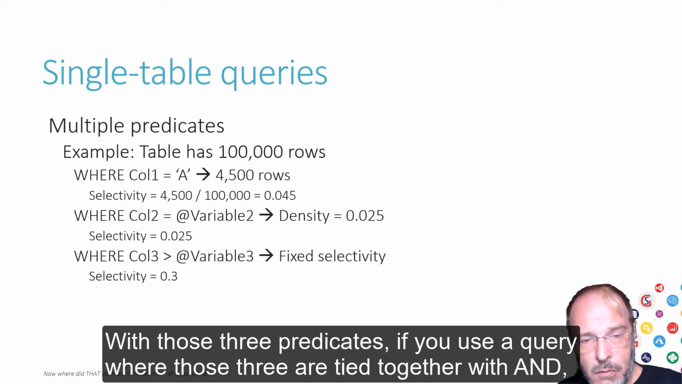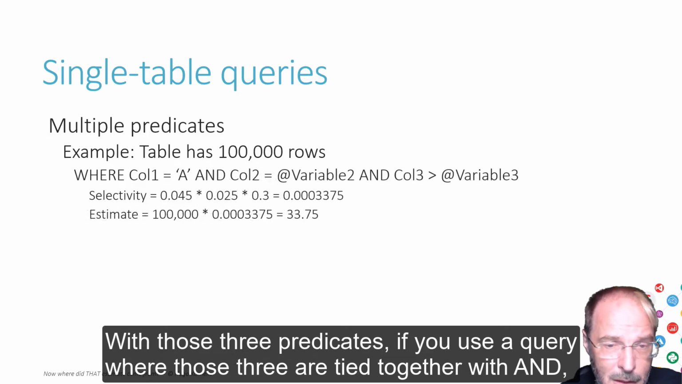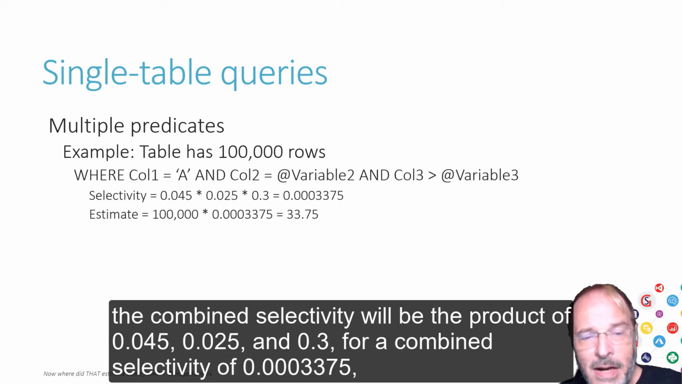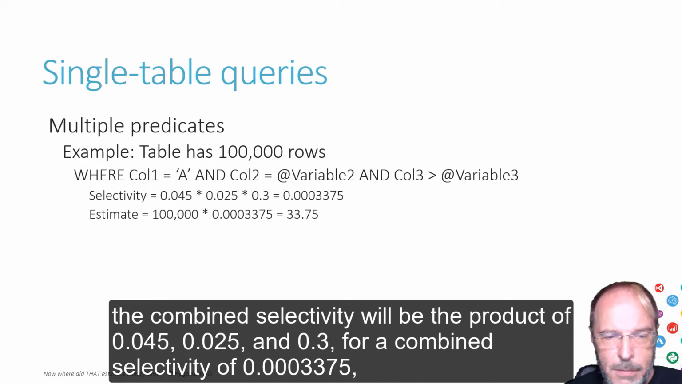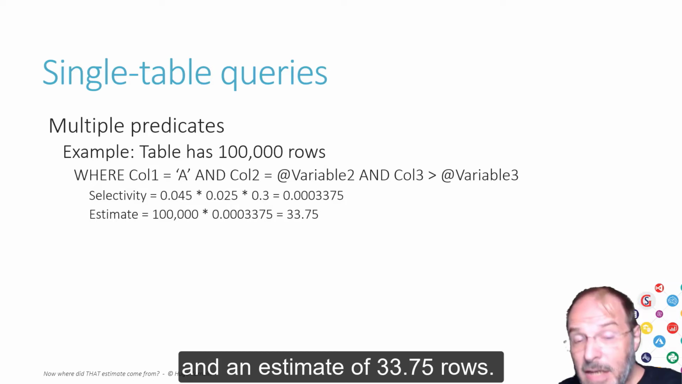With those three predicates, if we use a query where those three are tied together with AND, the combined selectivity will be the product of 0.045, 0.025 and 0.3 for a combined selectivity of 0.000335 and an estimate of 33.75 rows.